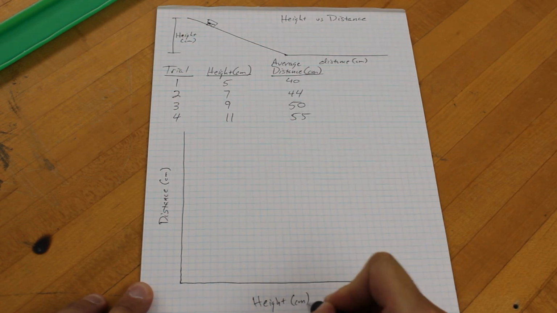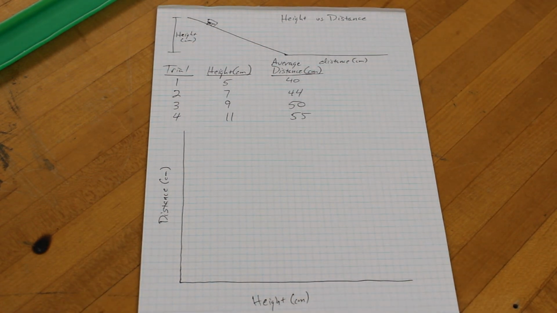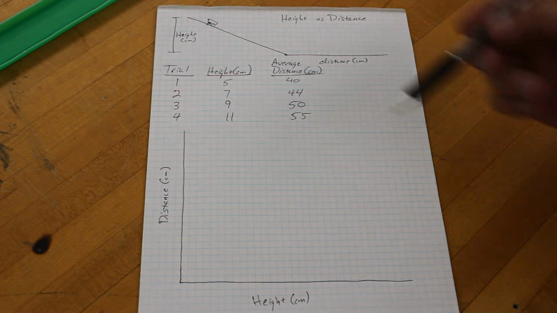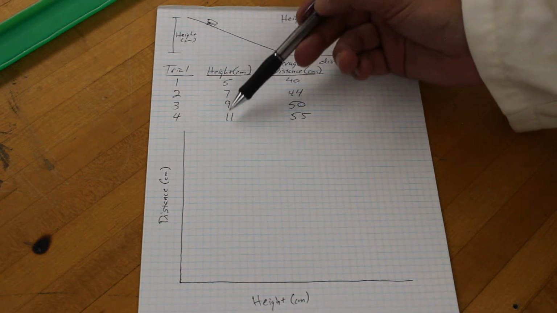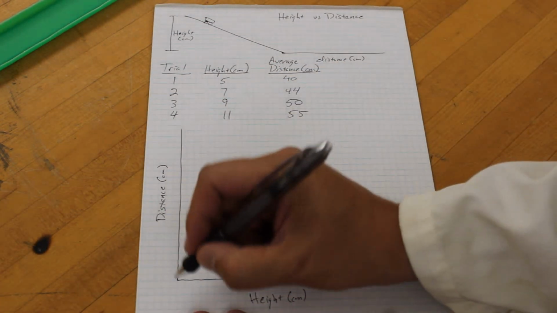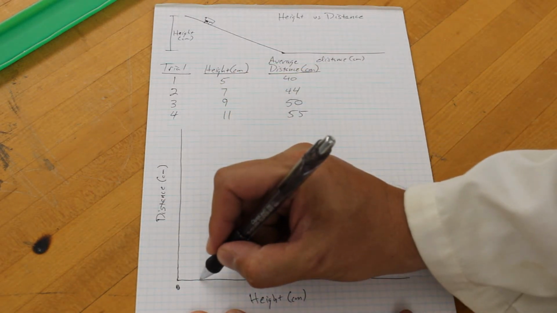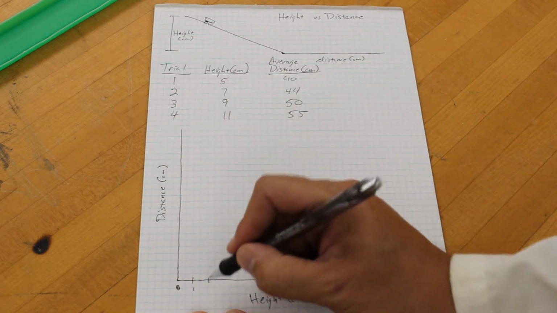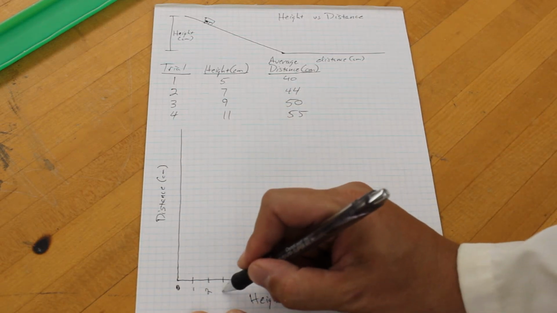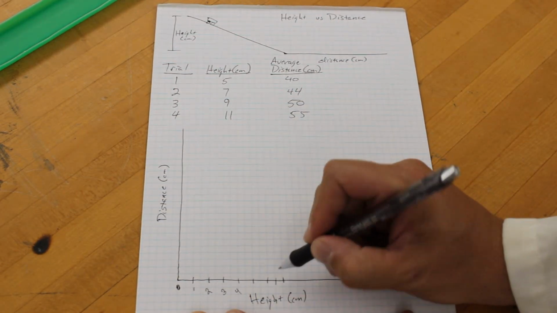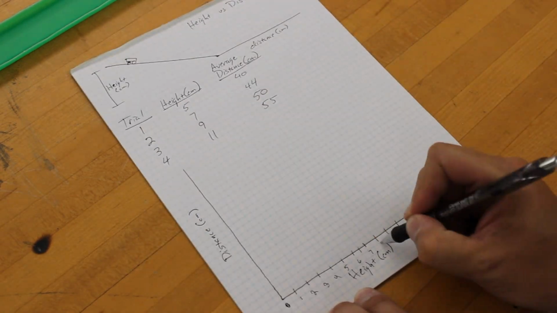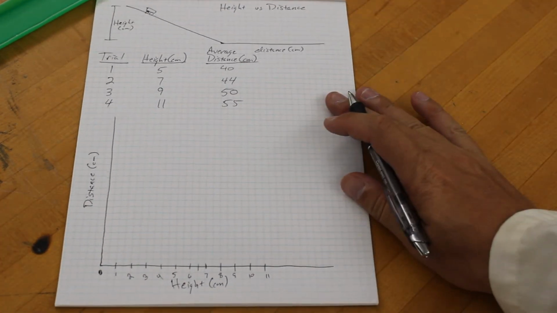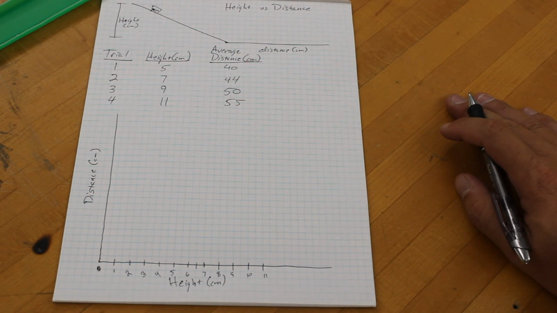in centimeters down here. Now, on my axes, I know that on the x-axis, the height, I have to get up to 11. So I'm going to start at 0, and I'll just go 1, 2, 3. Now I have my x-axis all labeled and ready to go.